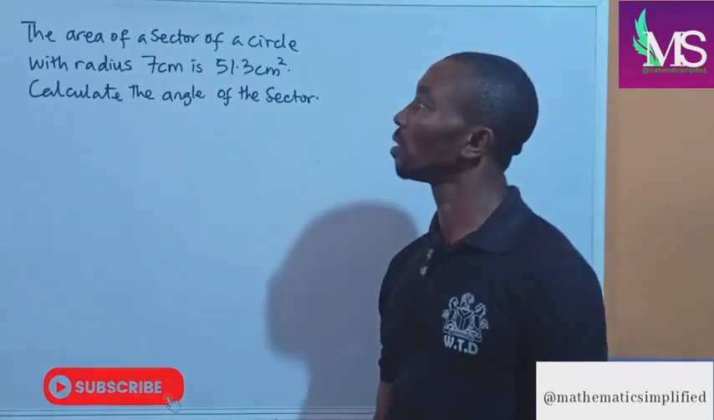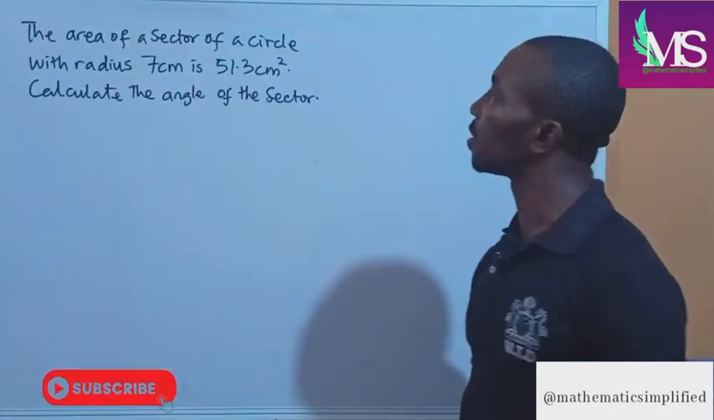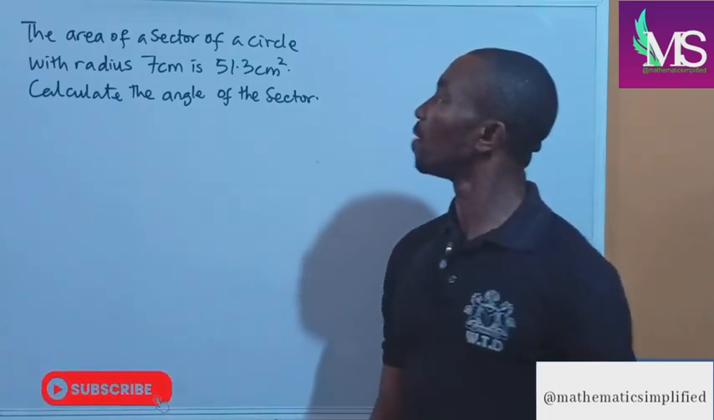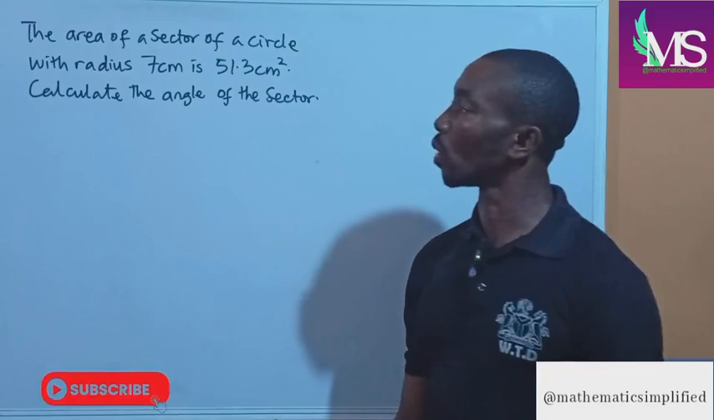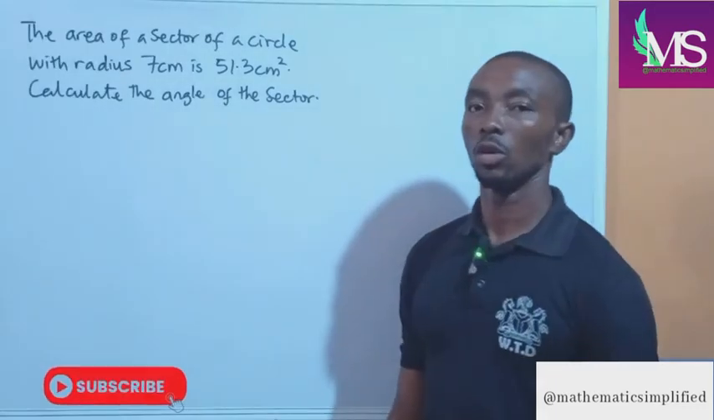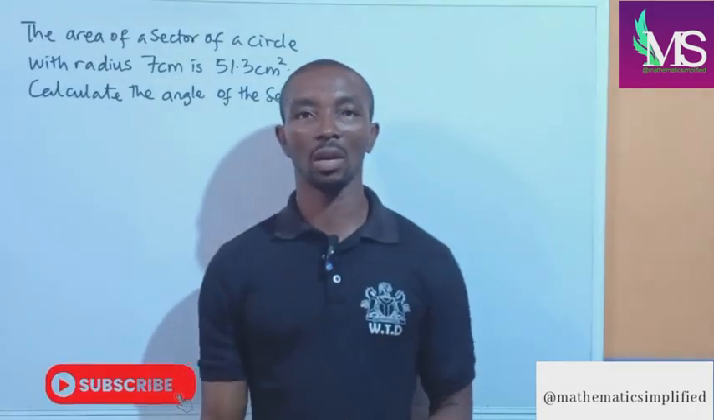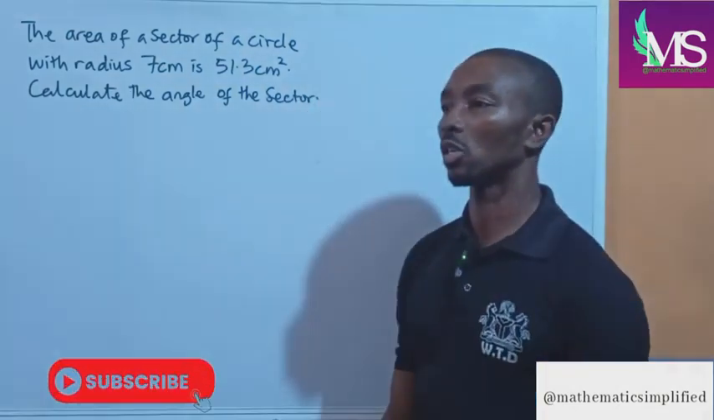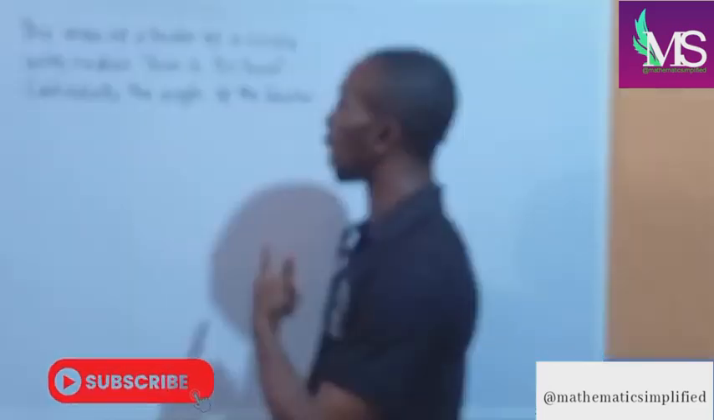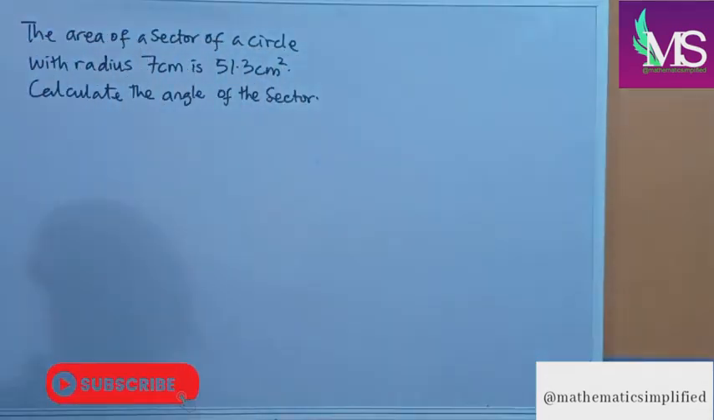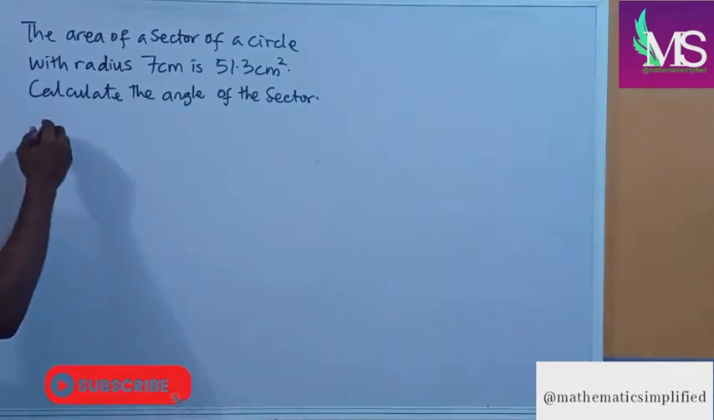Our next question says, the area of a sector of a circle with radius 7 cm is 51.3 cm squared. Now, calculate the angle of the sector. So in this question, we are asked to calculate the angle of the sector, that is the theta in which the sector is subtended.